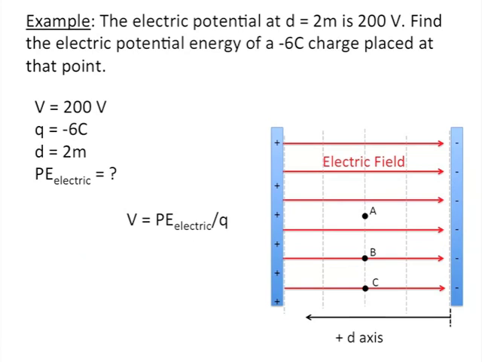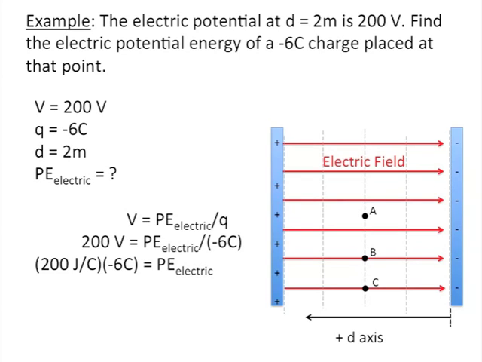So using this equation, we can substitute our given values, multiply both sides by -6 coulombs, and find the answer. -1200 joules is the electric potential energy. And this makes sense because a negative charge should have a negative electric potential energy.